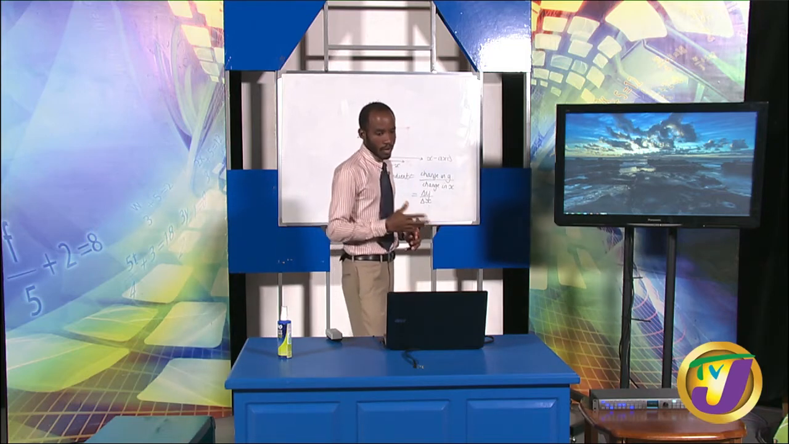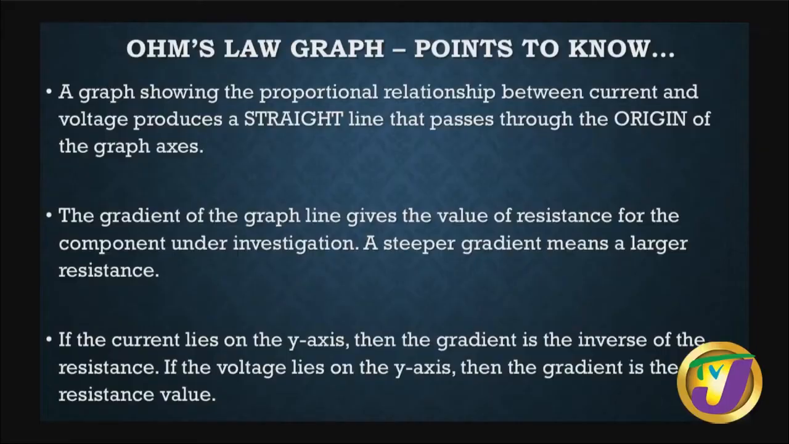So the gradient of the graph line gives the value of resistance for the component under investigation. A steeper gradient means a larger resistance. But more importantly, if the current lies on the x-axis, the gradient is the inverse of the resistance. If the current lies on the y-axis, then the gradient is the actual resistance value.